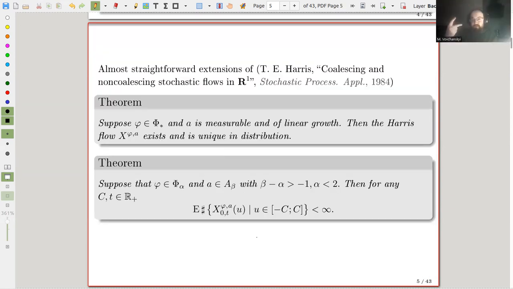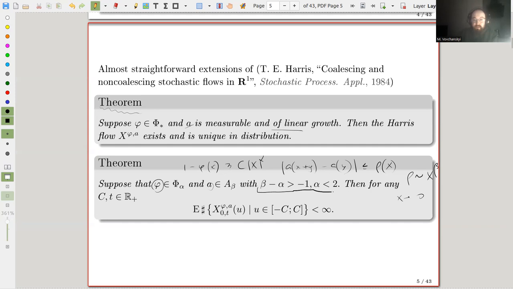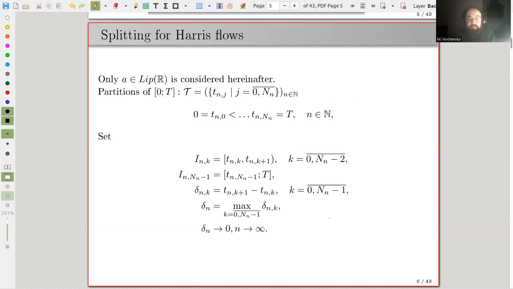Now, we already discussed these two theorems. The first is immediate because this is just a martingale problem: you can introduce any measurable A. The linear growth just makes it well posed. Then this Harris flow exists. But if 1 minus phi(x) behaves like x to the power alpha, and rho(x) behaves like x to the power beta when x goes to zero, and if this condition is satisfied, then we have the same behavior as the original flow. So there is only a countable number of particles at every finite time on every compact.